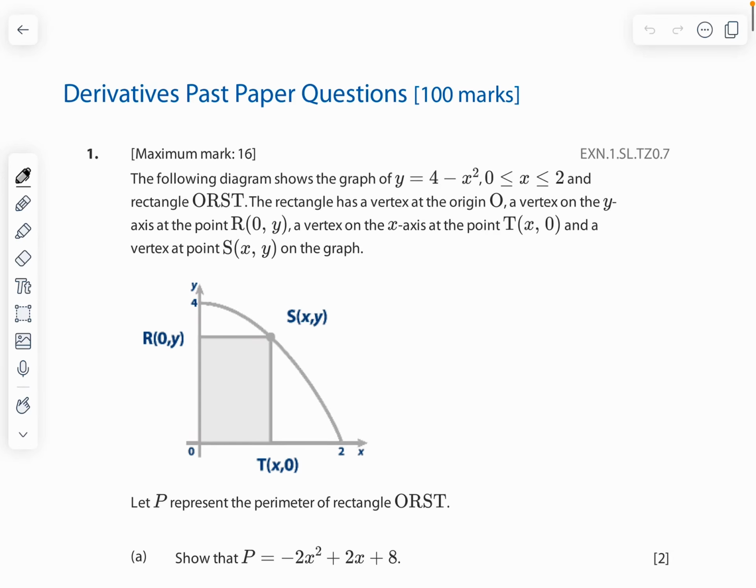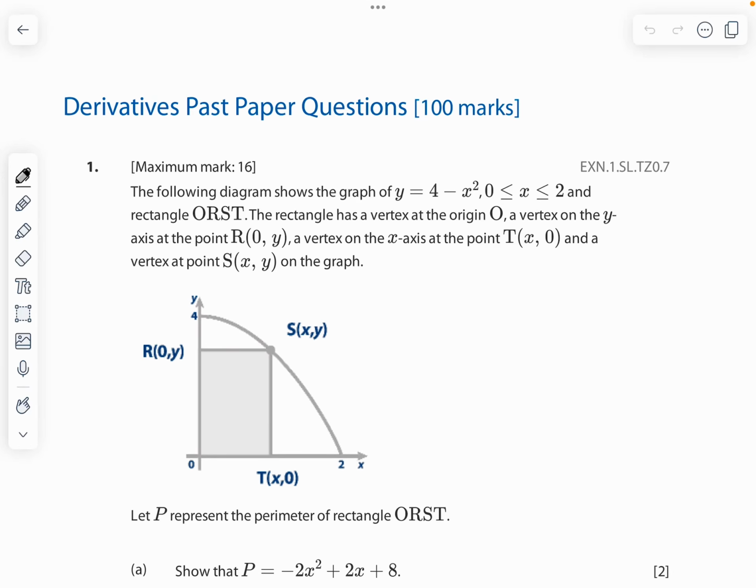This is a video based upon derivatives past paper questions for 100 marks. So we shall try to solve these questions now, starting from the first question, which is from paper 1, and it is for 16 marks.